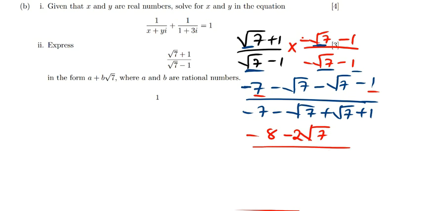I divide this by this, and this will give me 0. They will cancel out. So negative 7 and 1, I'll end up having negative 6.